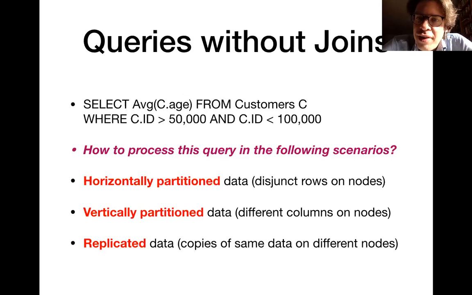Now, let's first of all start with an example. Here we see a query without a join, so it's a relatively simple query, which simply selects the average age from the customers where the customer ID is within a certain value range. So this query could relate to data that is distributed over different sites. And we could imagine that it is either horizontally partitioned, vertically partitioned, or that it is replicated. Can anyone suggest ways in which we can process this query in those different scenarios?